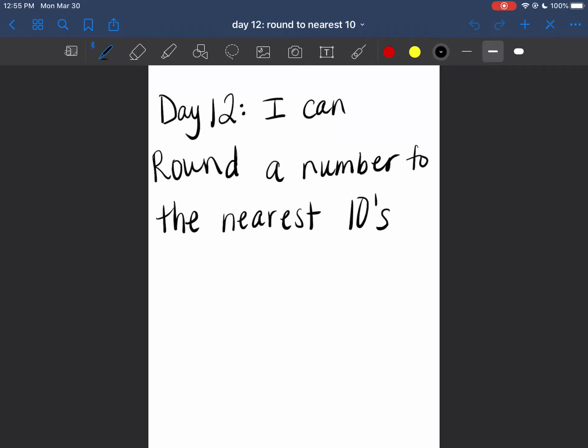Our I can for today is: I can round a number to the nearest tens. So today we're focusing on rounding our numbers to the nearest tens place. What you can do is work in your notebook and follow along with me and practice through these examples, because you're going to have some to do by yourself in just a little bit.